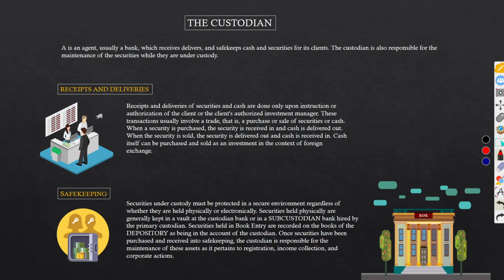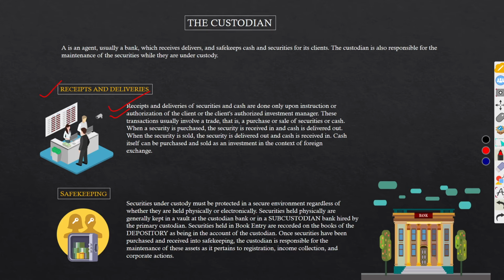So first, if we talk about the point here, the custodian is responsible for receipts and deliveries of basically stocks, bonds, or any other securities, I would say. Securities or even cash are also delivered only upon instructions or authorization of the client or the client's authorized investment managers. These transactions usually involve a trade, that is, a purchase or sale of securities or cash, when a security is purchased and the security is received.